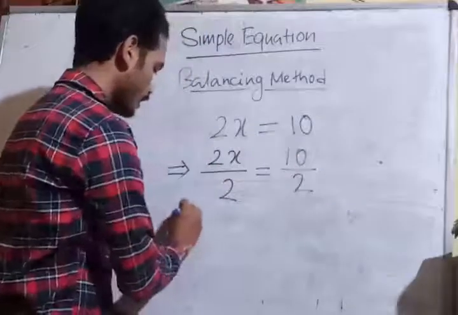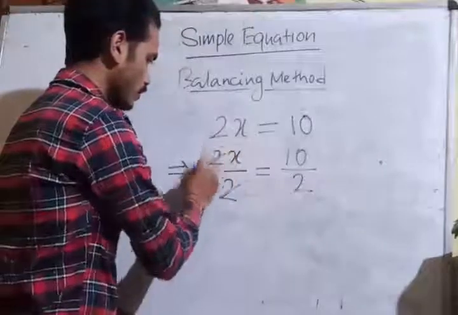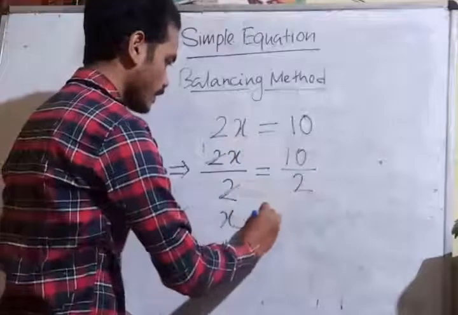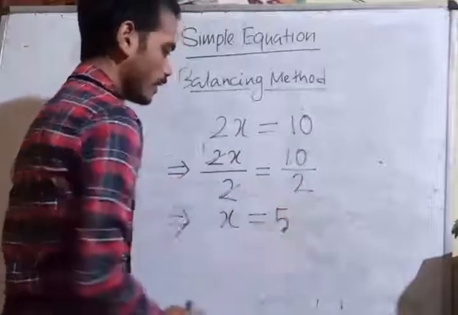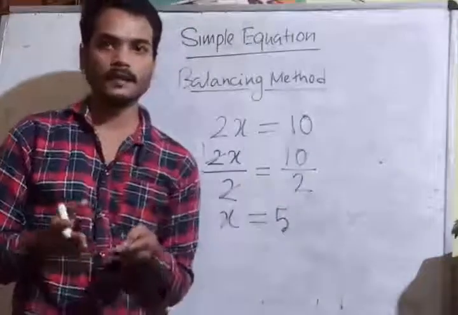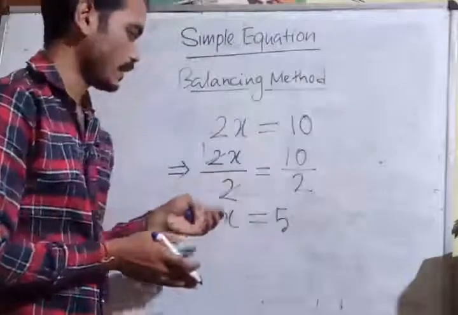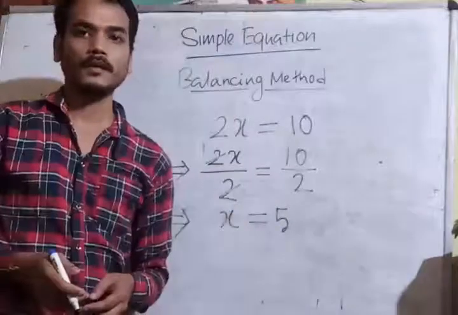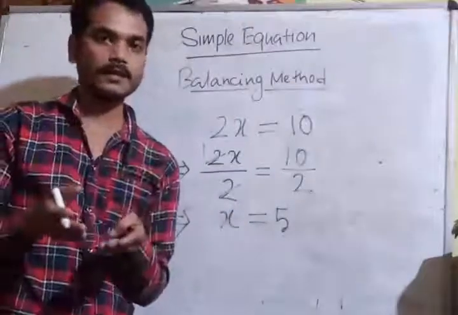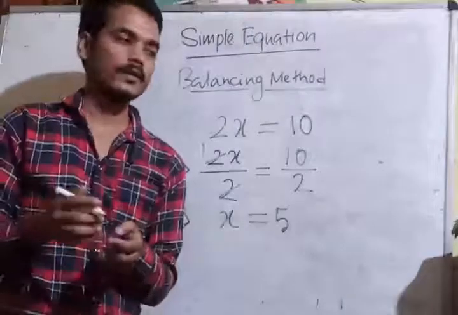Now you see what you will get. 2 1s are 2, so 1 into x you will get x, and 2 5s are 10, means you are getting x equal to 5. Means you have balanced both the sides and then you are getting x equal to 5. This is how you can use the balancing method to solve an equation.